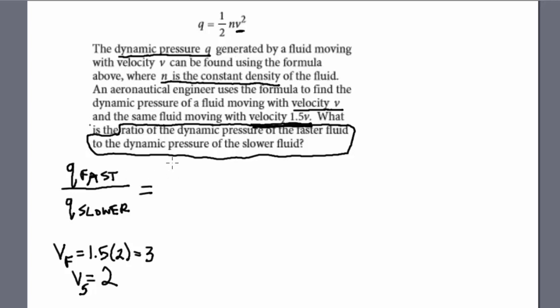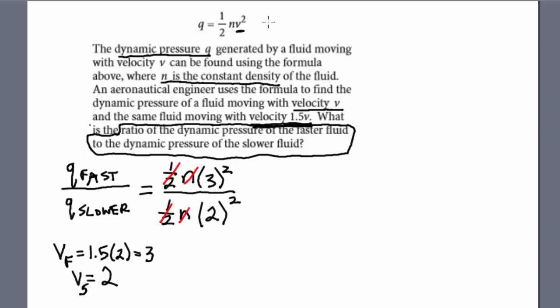So Q fast, I can say, is going to be equal to 1/2 of n, and our fast velocity was 3, so that'll be 3 squared. See what I'm doing? Just plugging those numbers in and comparing it. I'm finding the ratio compared to 1/2 n of 2 squared, right? And whatever this is going to be is my answer. Now, of course, we want to notice that the 1/2s cancel and the n's cancel. Because n is a constant number, it's not going to affect a ratio, right? If I have the same number as a product in the numerator and denominator, it's not going to affect the overall ratio. And the same thing with 1/2, right?